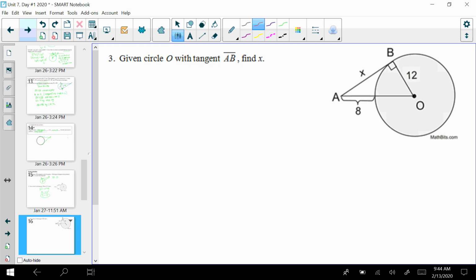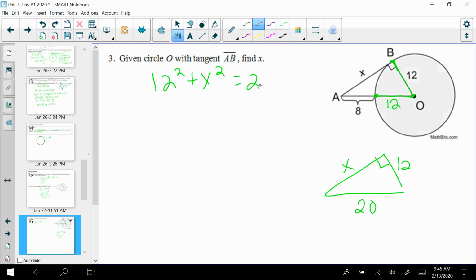Okay, number 3 is a little bit tricky because you have to see that if this is a radius as 12, then this is also a radius. So now when you do Pythag, this is 20 and this is 12 and you're looking for this. So now you should be going 12 squared plus x squared is 20 squared. And again, I'm not going to actually go through and do that, but you should get 16.